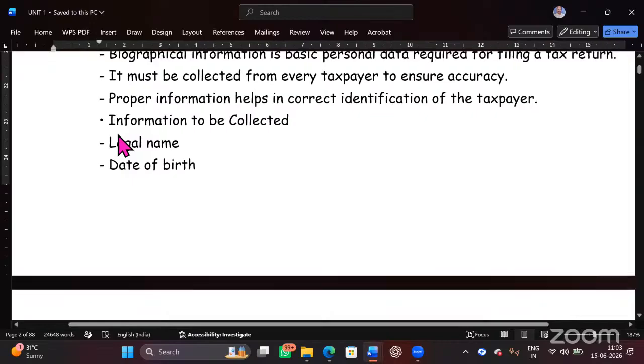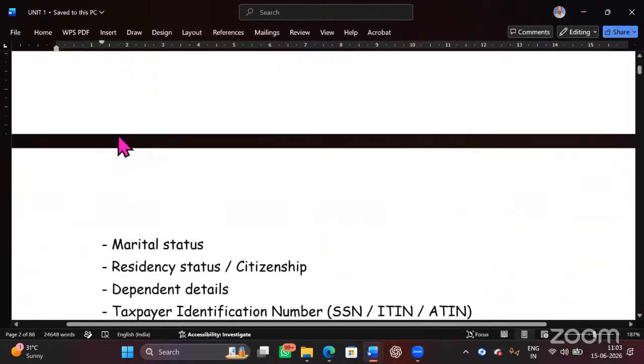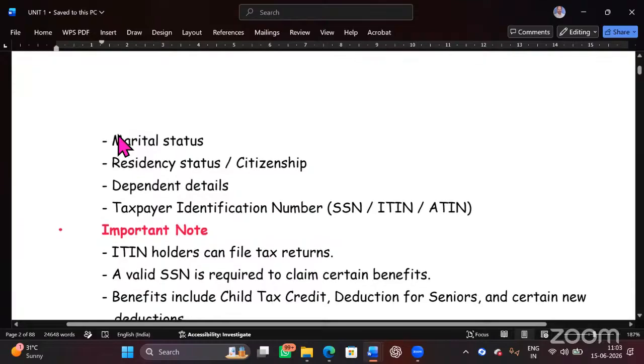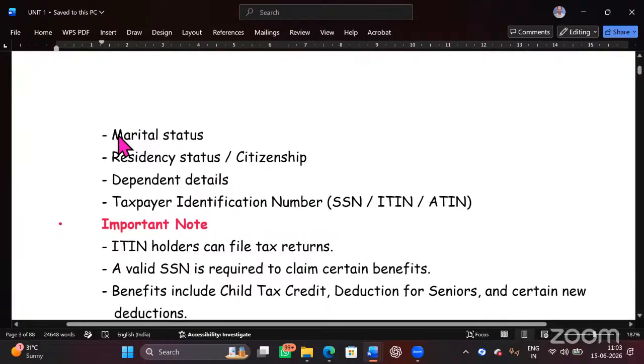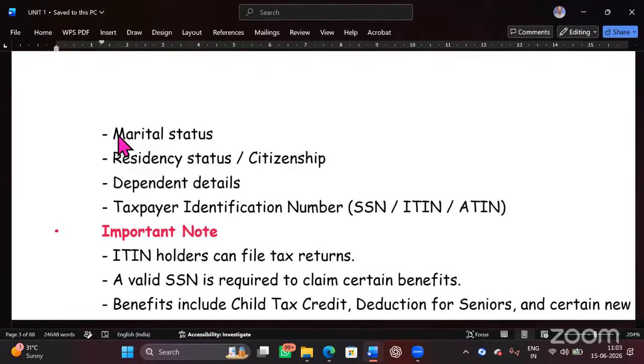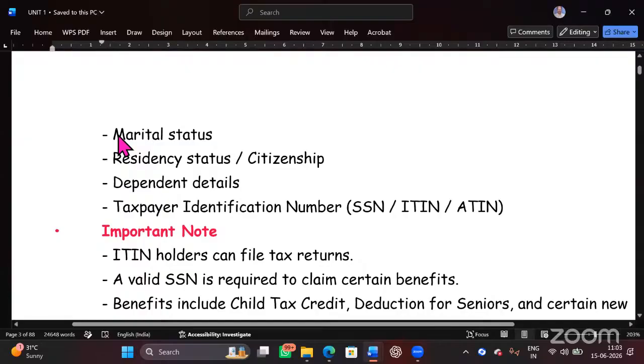That is legal name, date of birth, marital status, residency status, whether he is a citizen of US or non-citizen of US, or whether residing in US or not residing in US. Everything will be filled here, and based on that the tax burden and tax amounts will change.